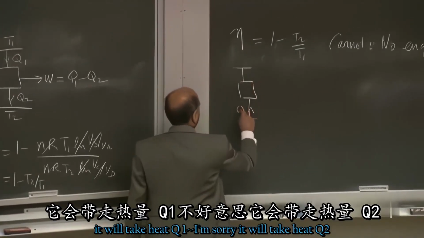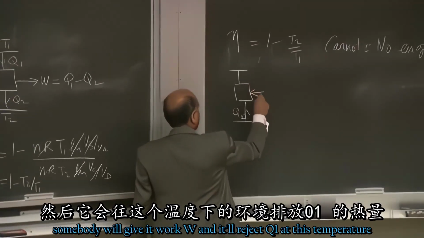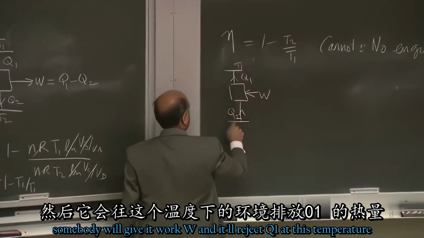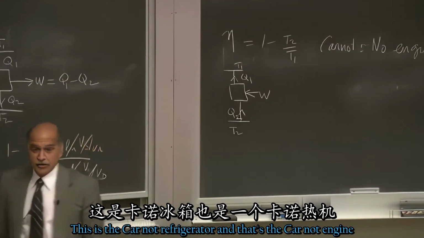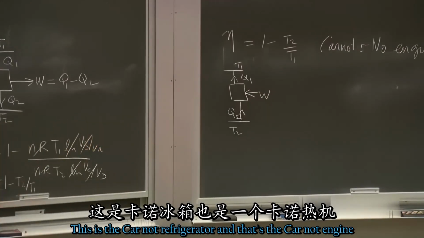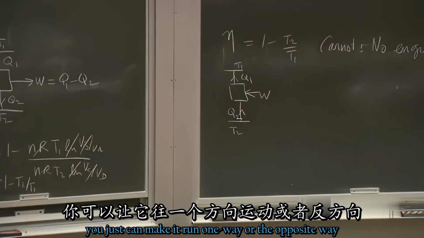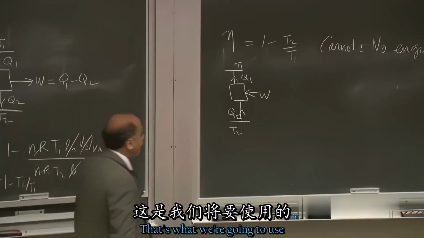If the Carnot engine went backwards, it will look like this. It will take heat Q1. It will take heat Q2. Somebody will give it work W, and it will reject Q1 at this temperature. This is the Carnot refrigerator. And that's the Carnot engine. The Carnot engine and refrigerator are the same machine. You just can make it run one way or the opposite way. That's what we are going to use.